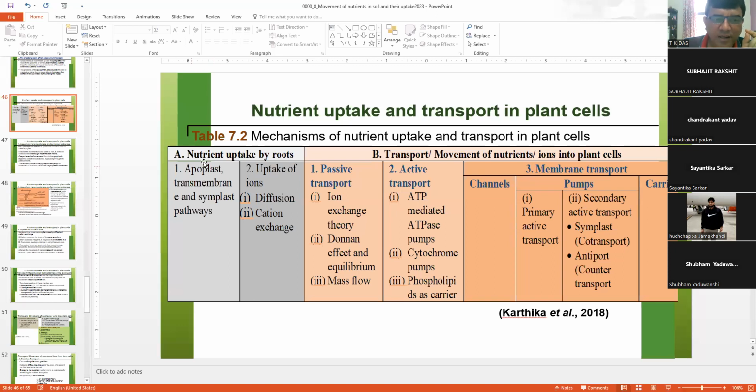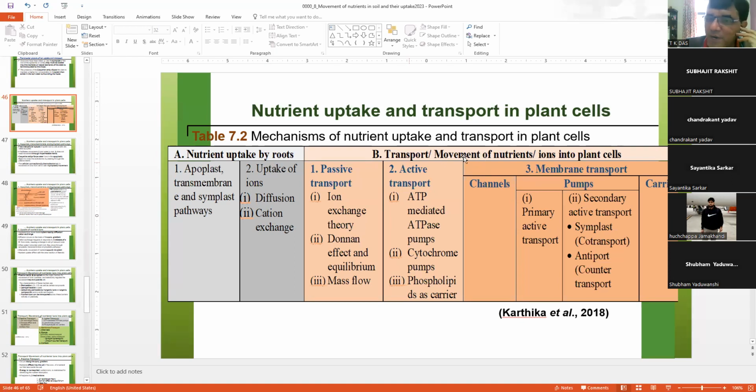So one is coming to the nutrient uptake by roots. Apoplast, you have seen apoplast, transmembrane, and symplast pathway. This is one option. Second is uptake of ions by diffusion and cation exchange. So these two are the part of nutrient uptake. Apoplast, transmembrane, and symplast pathways, they help in the uptake or entry of nutrients. Then uptake of ions, diffusion and contact exchange. So they also facilitate the uptake of ions.